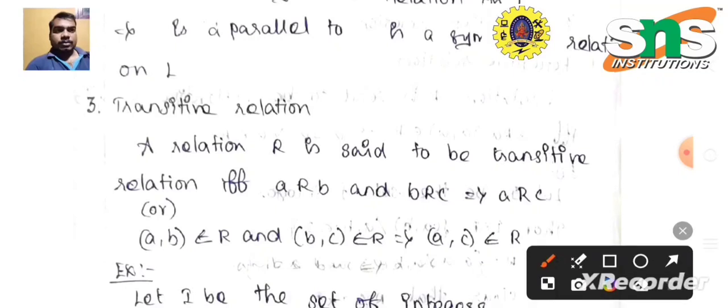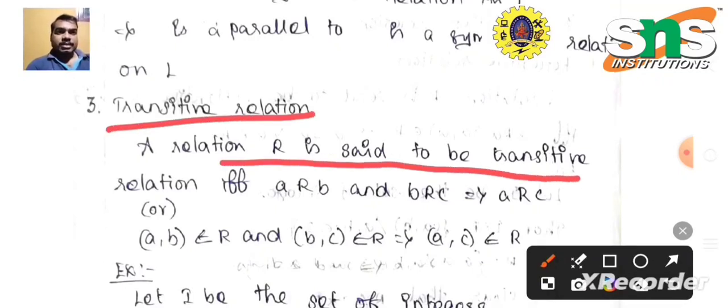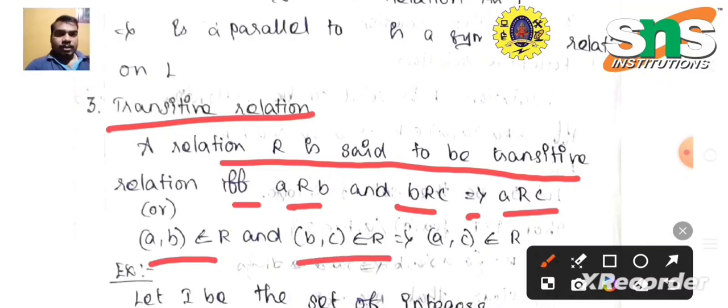Next, we see the transitive relation. R is said to be transitive if and only if A is related to B and B is related to C, which implies A is related to C. That is, the ordered pair (A, B) belongs to R and (B, C) belongs to R, which implies the ordered pair (A, C) belongs to R.